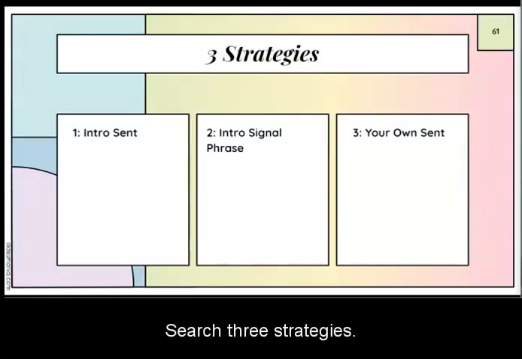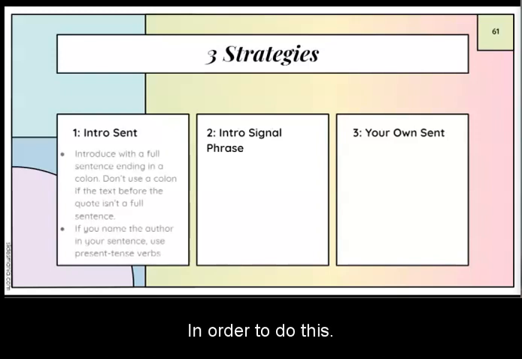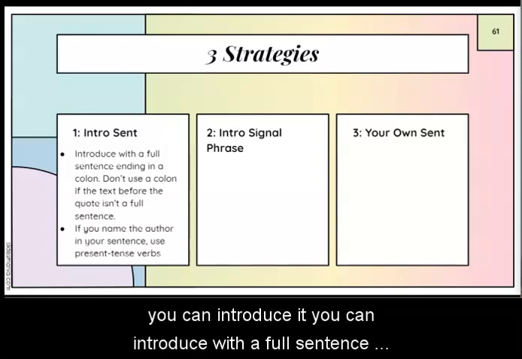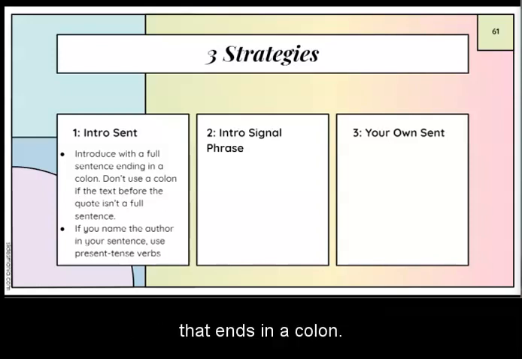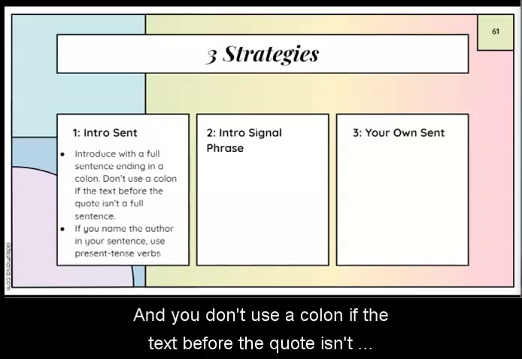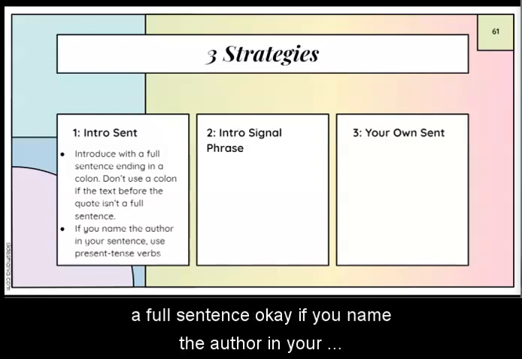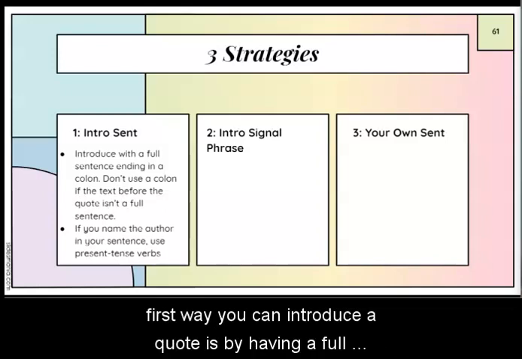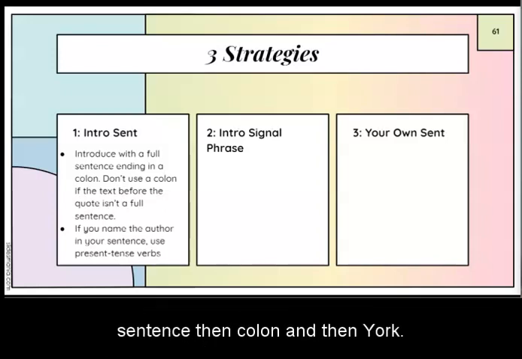So there's three strategies in order to do this, okay? First, you have an introduction, you introduce the sentence. You can introduce it with a full sentence that ends in a colon, and you don't use a colon if the text before the quote isn't a full sentence, okay? Also, if you name the author in your sentence, you want to use present tense verbs, okay? So the first way you can introduce a quote is by having a full sentence, and then a colon, and then your quote, all right?